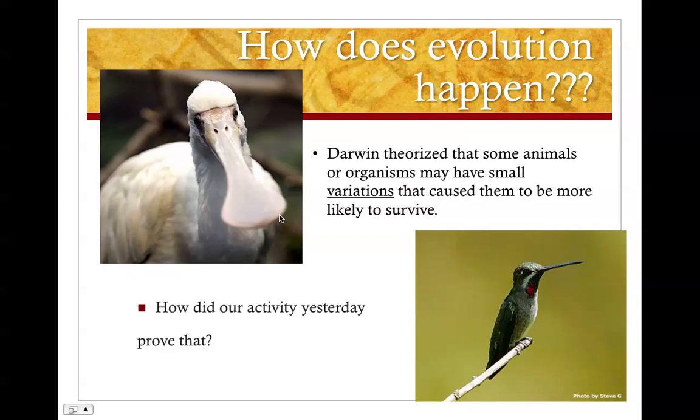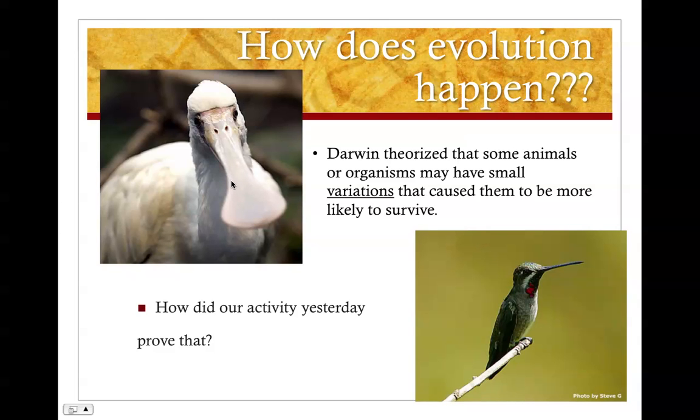Darwin figured that some animals are born slightly different. They have a variation that makes them more likely to survive. These birds didn't always used to have big, round, spoon bills. They used to probably be more normal, but offspring that had a slightly rounder one probably had a better chance of catching insects in its mouth, or plant, or whatever this guy eats. And so they'd be more likely to have babies.